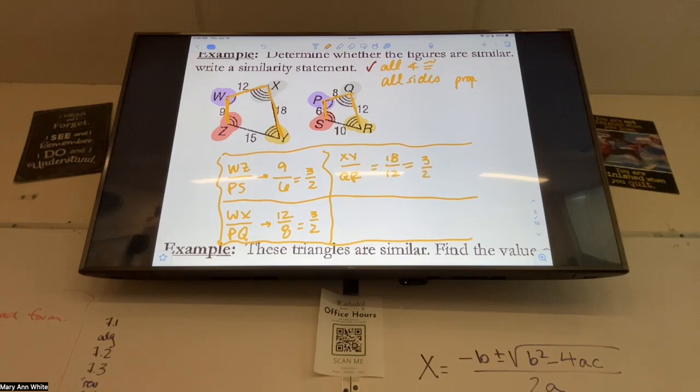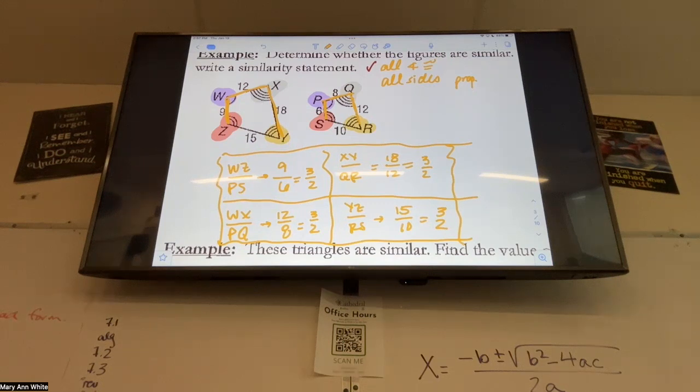That will be, but we've got to do one more. We've got to double check, make sure that last one's not a fake out. YZ over RS. Good, YZ over RS, 15 over 10 is 3 over 2. Awesome. All right, so yes, that is true.